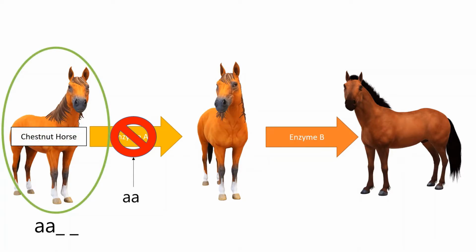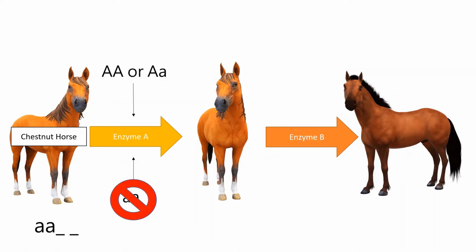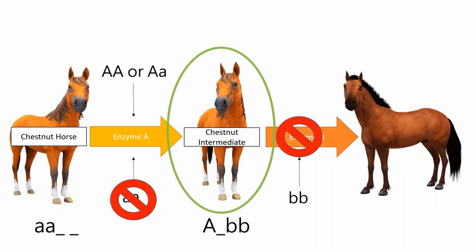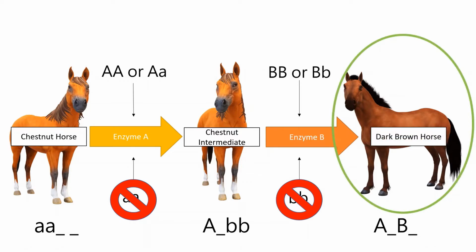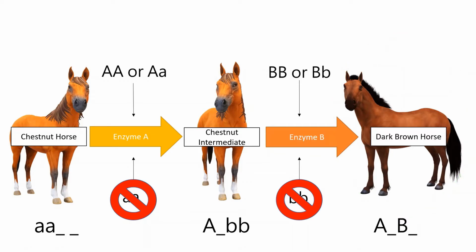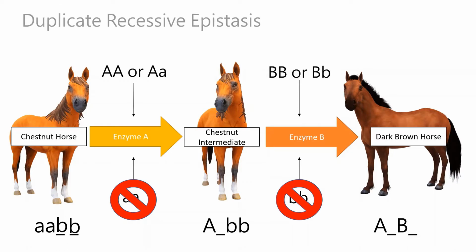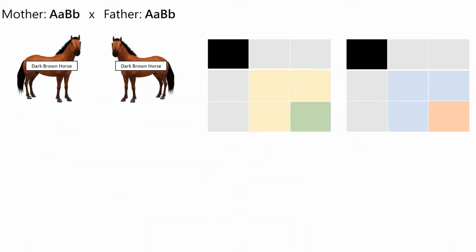On the other hand, if it inherited one or more big A's from its parents, it would produce enzyme A. However, a horse that only makes enzyme A would still be a chestnut horse, because in this case enzyme A only produces the precursor necessary for enzyme B. Enzyme B is only present if the horse possesses a big B allele. Only a horse that produces both enzyme A and enzyme B would present as a dark brown horse. A horse with two little a alleles would always be chestnut color, since without enzyme A, enzyme B does not function. There are many manifestations of epistasis, but this kind is called duplicate recessive epistasis.